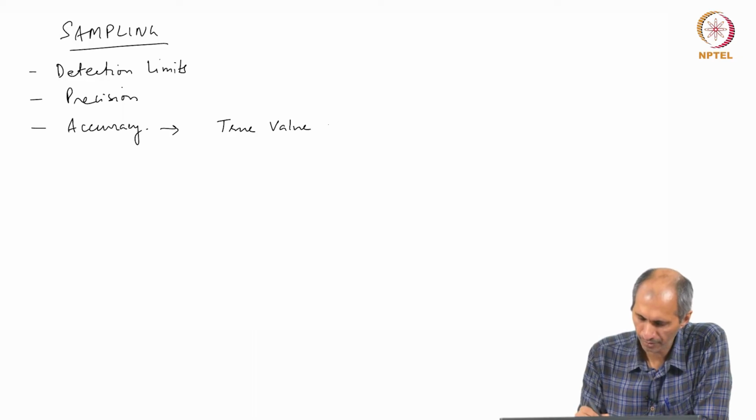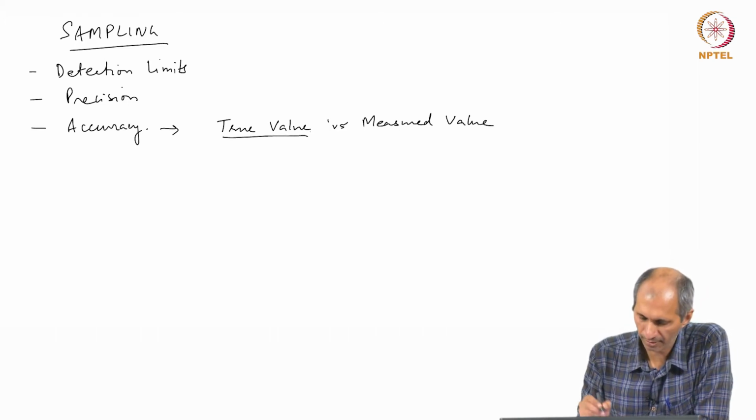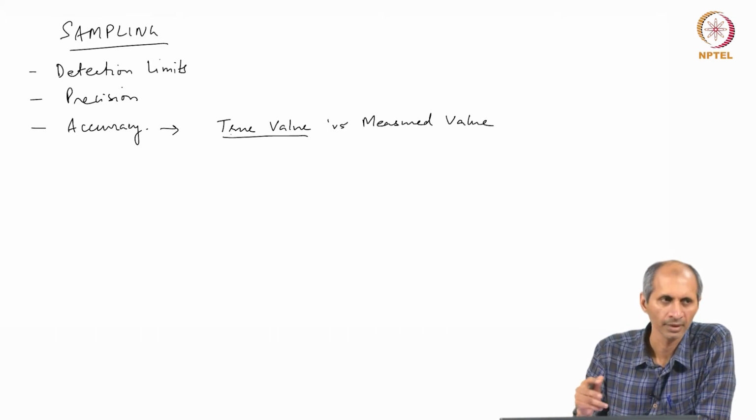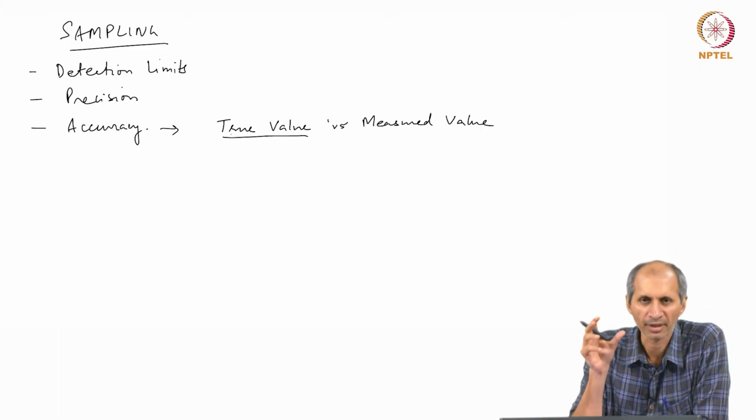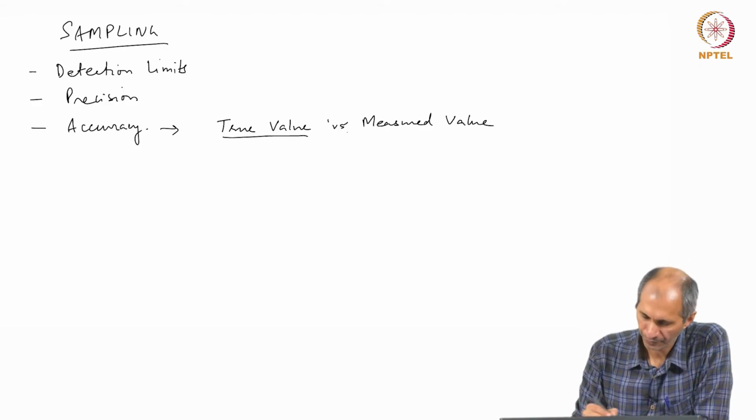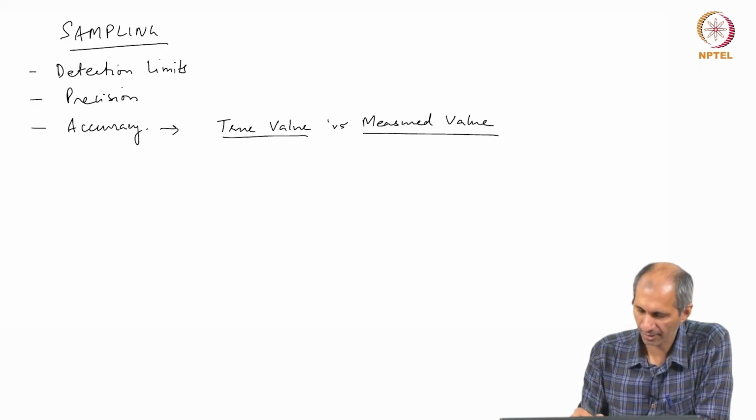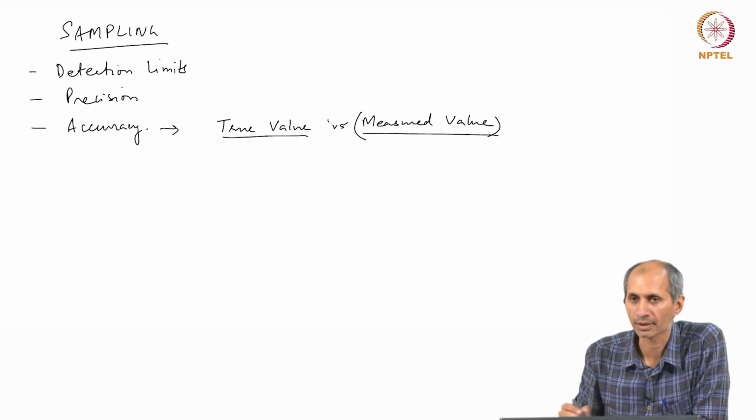is a true value versus measured value. Okay. So, true value means whatever you are measuring, it's the actual value that's supposed to be, and you are measuring something else. So the true value and the measured value, usually the idea is to bring the measured value as close as possible to the true value. That's the goal.